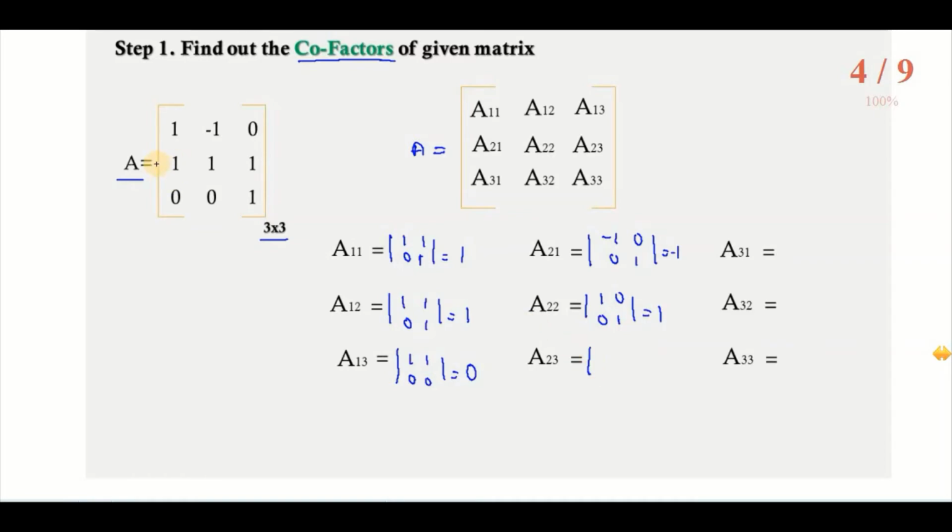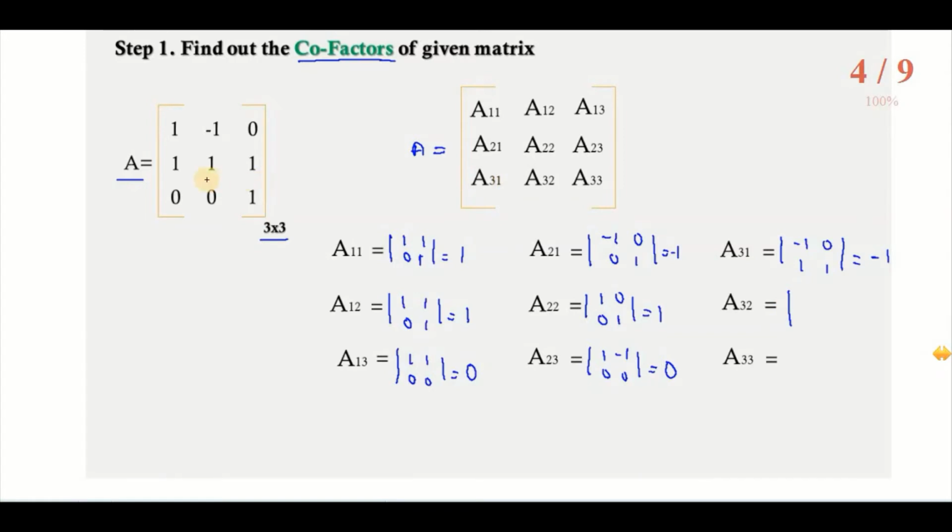Then A23, second row, third column. That is remaining 1 minus 1 0 0. So here cross multiplying, the value is 0. Now we are at the third row. A31, third row, first column. What is remaining? Minus 1 0 1 1. So what are we getting? Cross multiplying, minus 1 into 1, minus 1 we are getting.